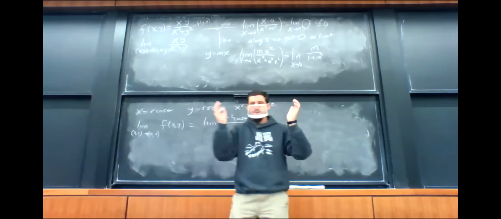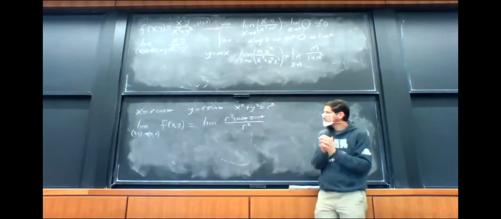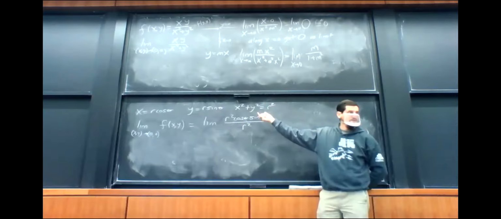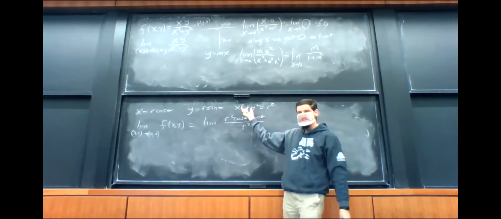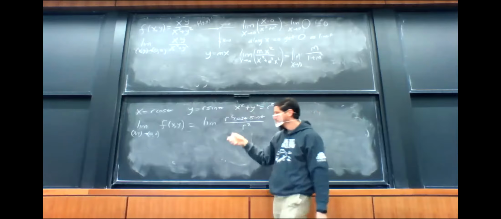So (x, y) is going to (0, 0). What must be true about r? It goes to 0. r squared is x squared plus y squared, so if x and y are going to 0, so is the sum of their squares.